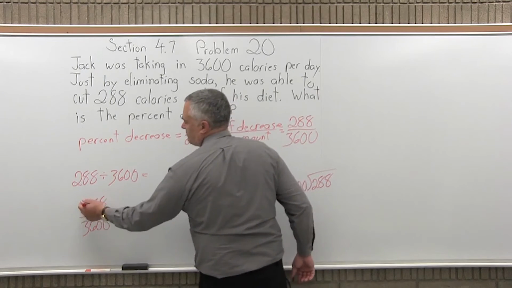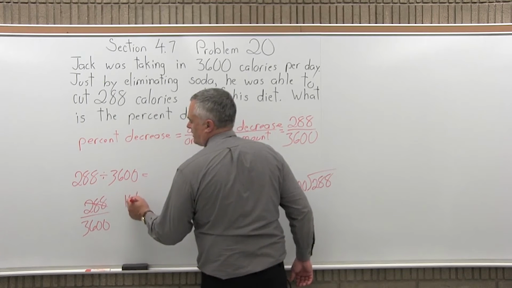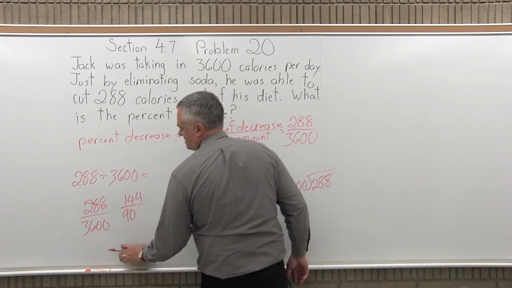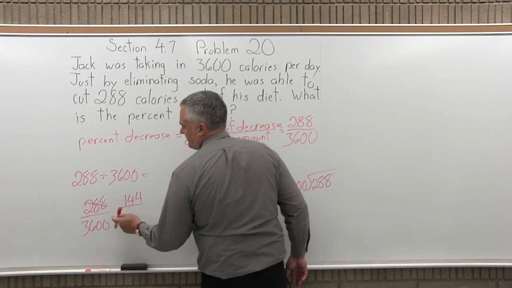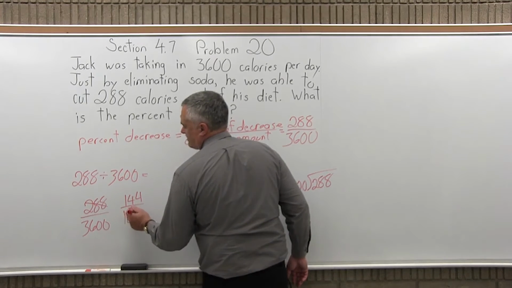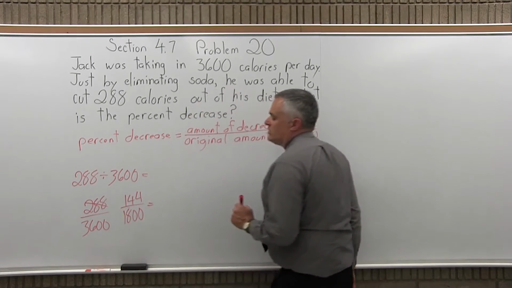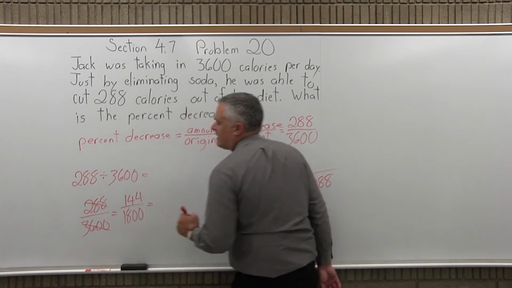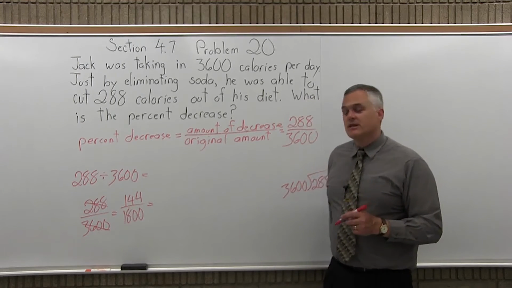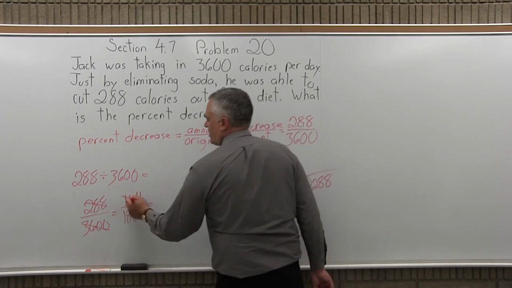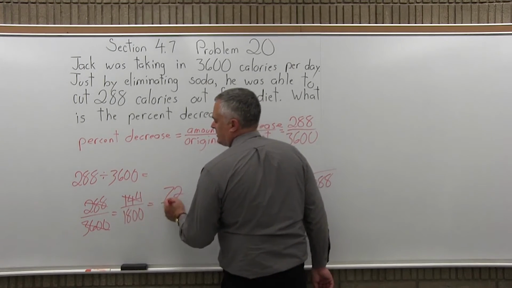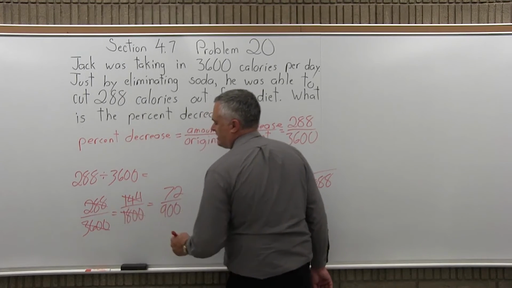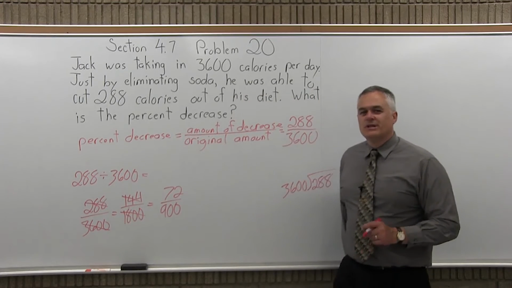So, they're both even. Half of 288 is 144. Half of 3,600 is 1,800. They're still both even, so I can cut them in half again. Half of 144 is 72. Half of 1,800 is 900. Now, at this point, it reduces really nice.